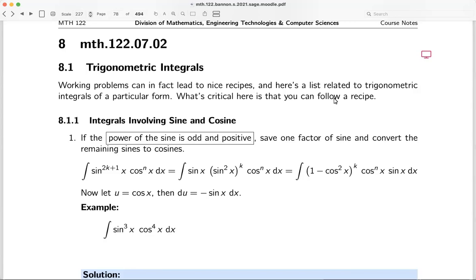Okay, we're in section 8 of the notes. It's trigonometric integrals. Basically, it's a section on recipes. These recipes work as advertised for the problems that we give you. All right, what's the problem with recipes?